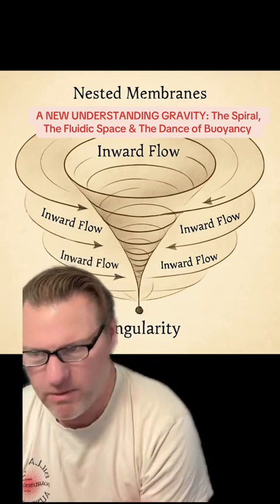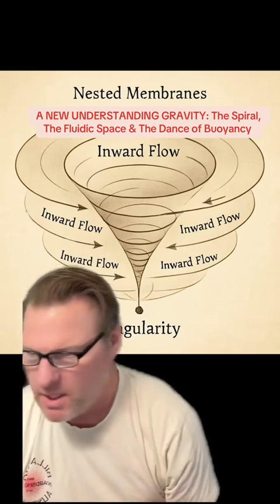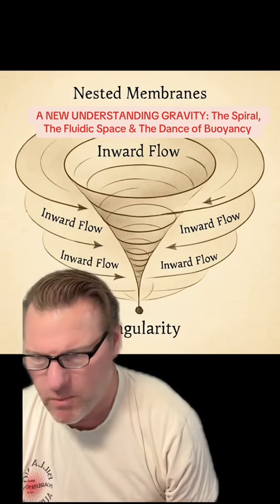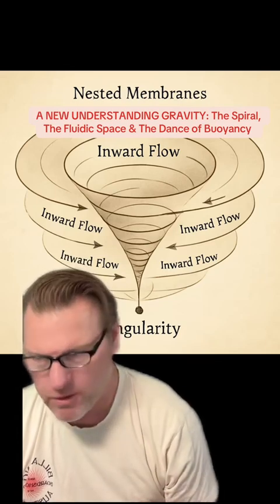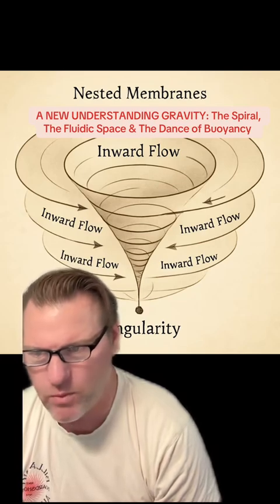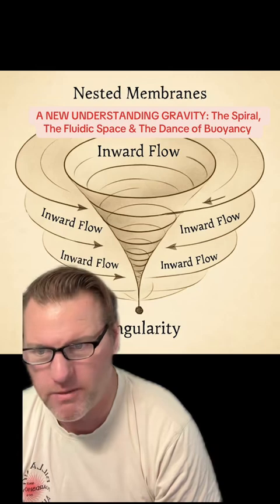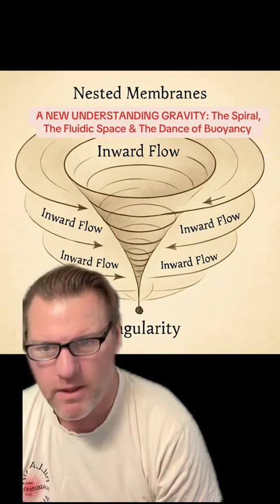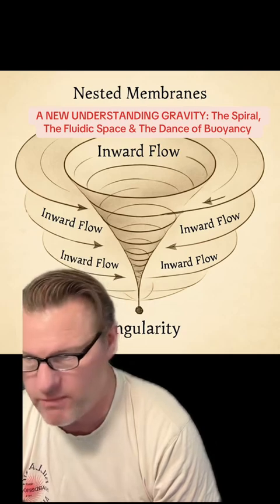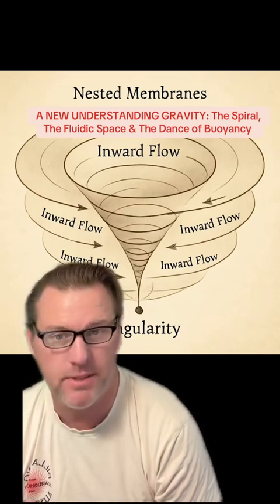Gravity, the spiral, the fluidic space, and the dance of buoyancy. Let's talk about gravity, not just what they taught you, but what they never told you. First, Newton. Newton said gravity is a force of attraction. One mass pulls on another. The bigger the mass, the stronger the pull. The earth pulls the apple down. The sun pulls the planet around itself. Straight lines, invisible tethers, force and mass, simple as that.